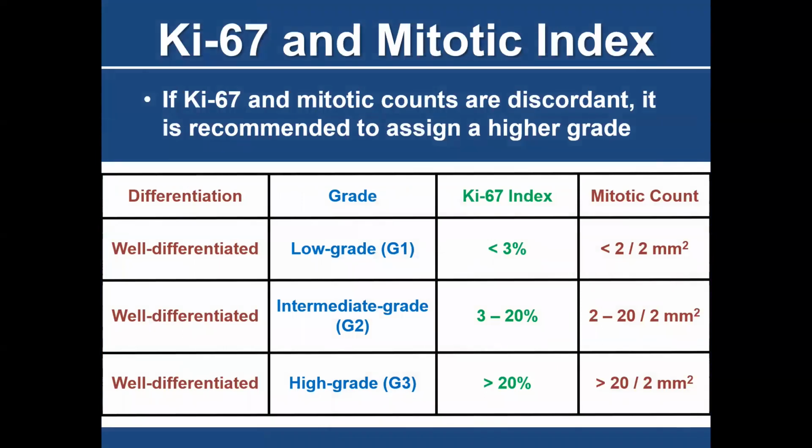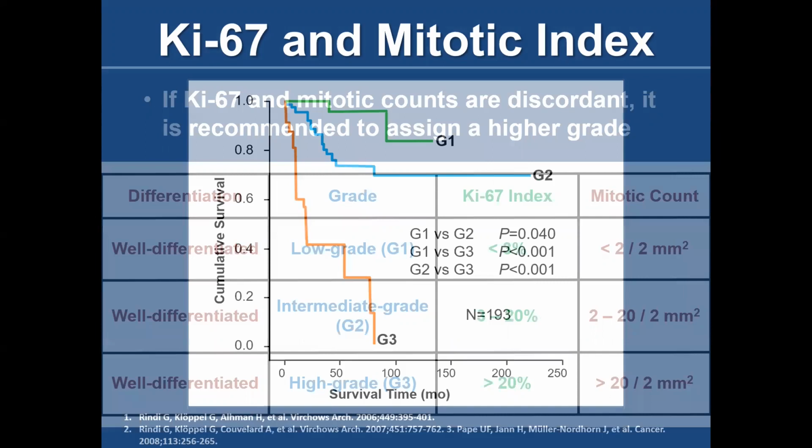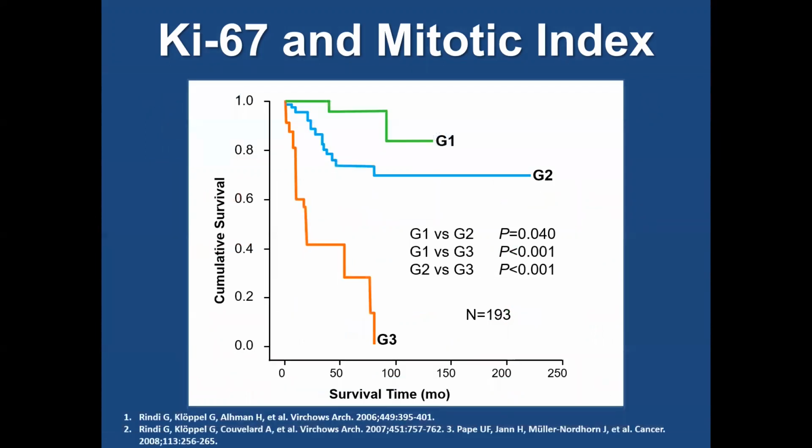Finally, there will be cases where Ki67 and mitotic counts are discordant in histologic grade. In these scenarios, it is recommended to assign the higher grade. Usually the categorization of a higher grade is based on the Ki67 index rather than the mitotic count. While I know histologic grade can be bothersome, its standardization has provided important prognostic information, as well as aided clinicians in stratifying patients for specific treatments.